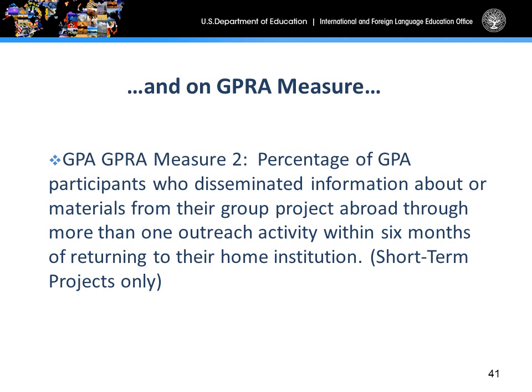Successful GPA short-term applicants will be required to collect data on GPRA measures, specifically GPRA Measure 2, and report this data to the Department of Education in their final performance reports. The GPRA measure is the percentage of GPA participants who disseminated information about materials from their group project abroad through more than one outreach activity within 6 months of returning to their home institution.